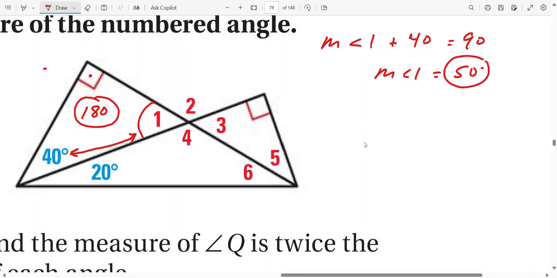If angle 1 is 50, what's angle 3, please? 50. And why is that? Because they're opposite. What do you call it? Anyone? Yes, Vera. Vertical. Good job. All right, those are congruent because they're vertical.